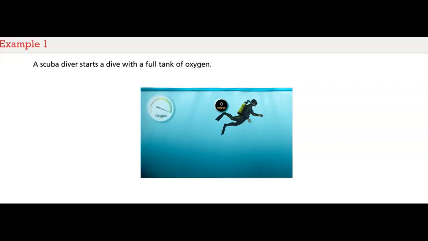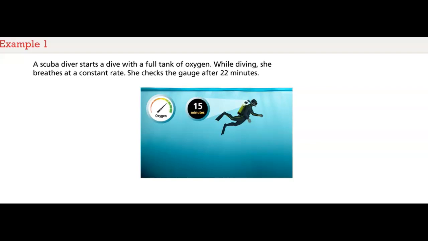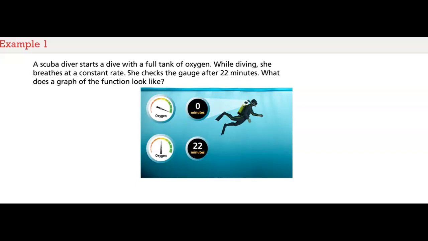A scuba diver starts a dive with a full tank of oxygen. While diving, she breathes at a constant rate. She checks the gauge after 22 minutes. What does a graph of the function look like?